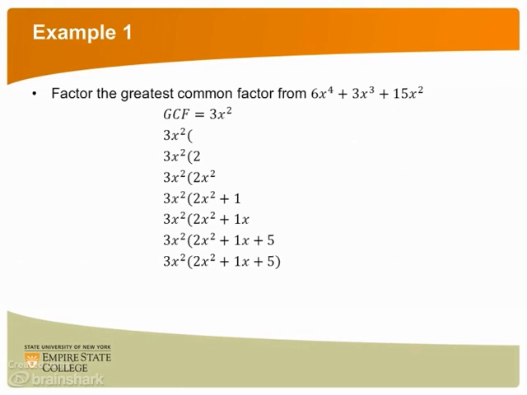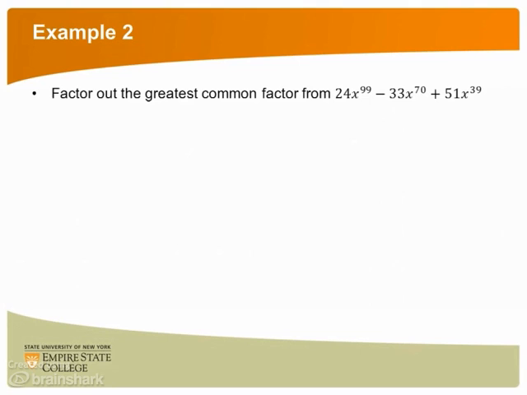Let's look at another example, just to make sure we understand the process. Now let's factor out the greatest common factor from 24x to the 99th minus 33x to the 70th plus 51x to the 39th. First, we need to find the GCF before we can actually factor it out.